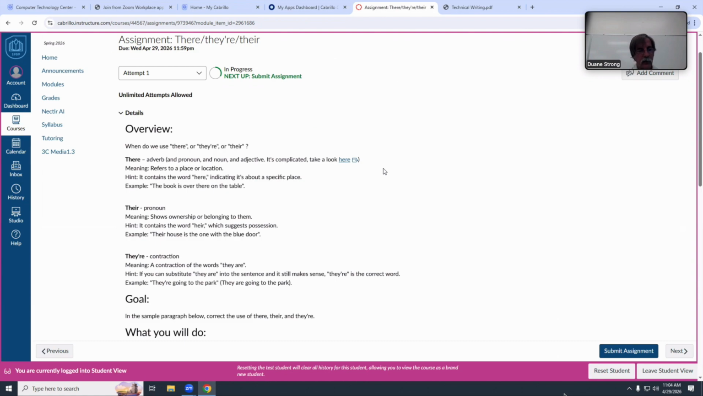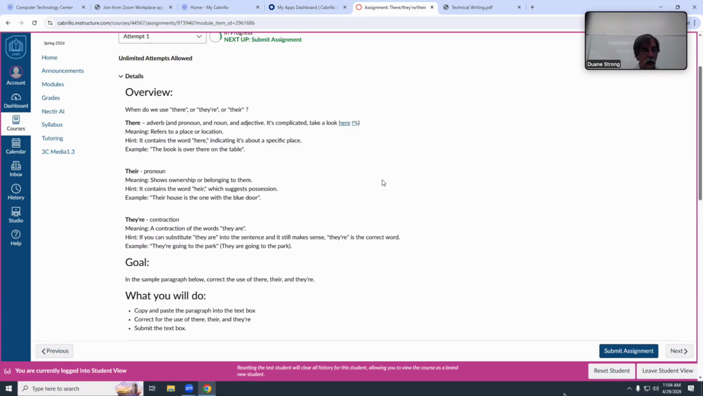And the last one, THEY'RE, that's a contraction of they are. So this one's easy. Anytime you, like, can I say they are? And does it make sense? I'm good, right? Just a contraction. If you can substitute they are, you're golden. My example: they're going to the park. I could say they are going to the park. Okay, it's that one.